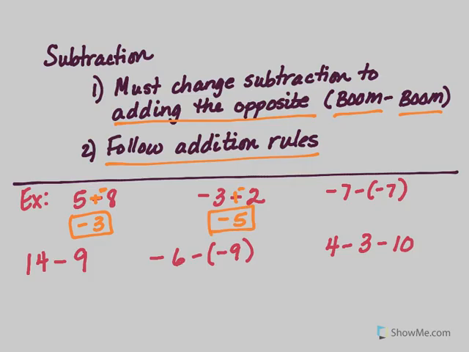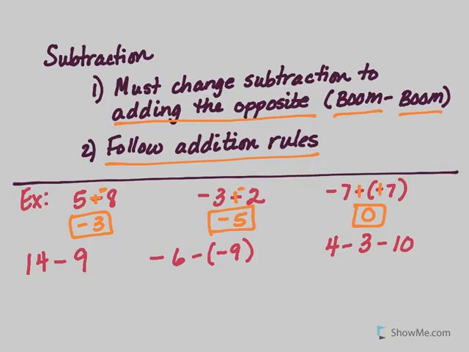Next one, negative 7 minus negative 7. Well, add the opposite, boom, boom. So now it's negative 7 plus positive 7. And remember we said anytime you add the opposite of a number to itself, you get 0. Negative 7 is the opposite of 7, so I know my answer is 0.